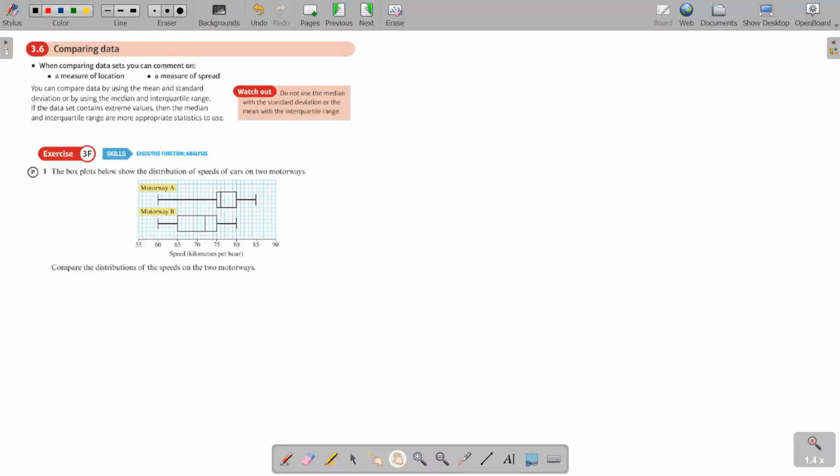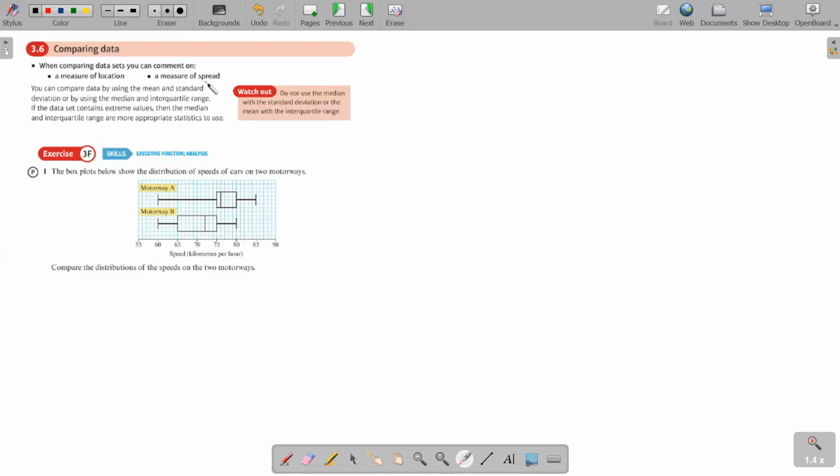Okay, so now we'll move on to the last part of our lesson, comparing data. They say when comparing data sets, you can comment on a measure of location or a measure of spread. Comparing data sets means they will give you at least two data sets, and you need to compare them using measures of location. Measures of location are mean, median, mode, those kinds of things.